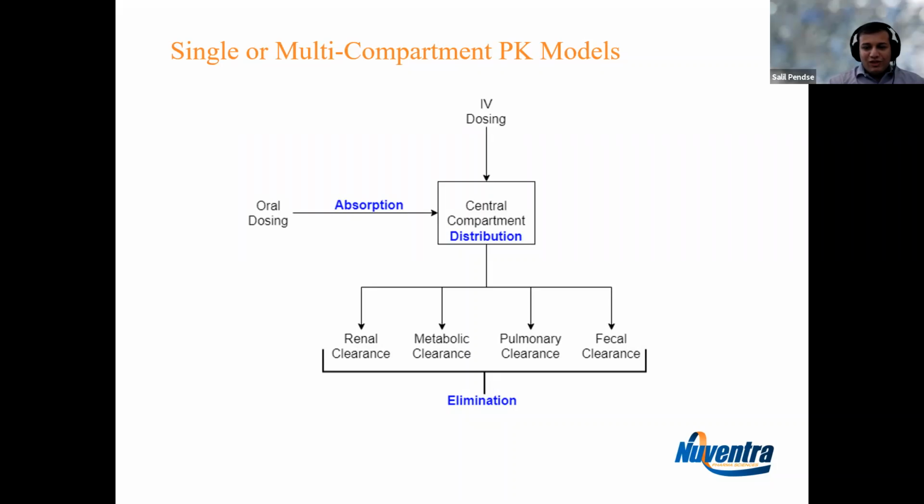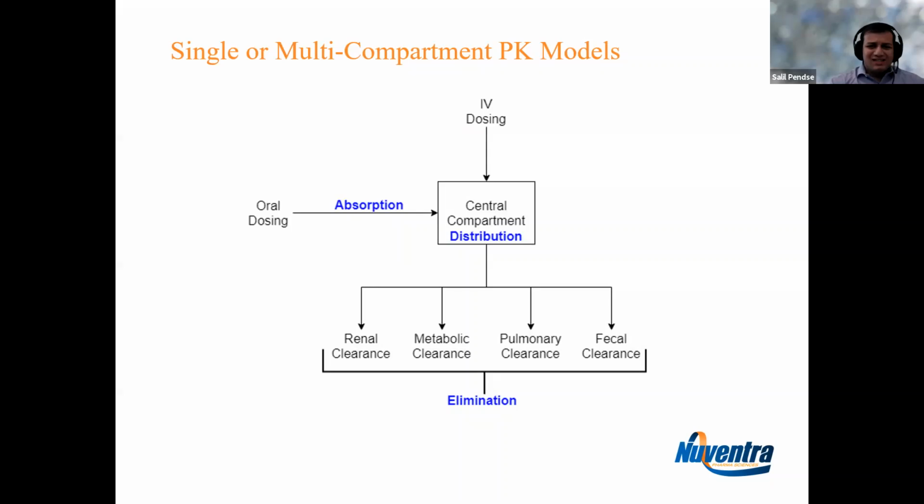And then from within the central compartment, the drug can leave the central compartment through multiple different routes. The clearance can be renal, the clearance can be metabolic, pulmonary, fecal. It can also be excreted through other means. All of these different types of clearances are additive, which is what essentially a PK model is trying to simulate. You add all of these clearances up, you calculate the drug coming in, and whatever is left in the body is what gets distributed through your volume of distribution.